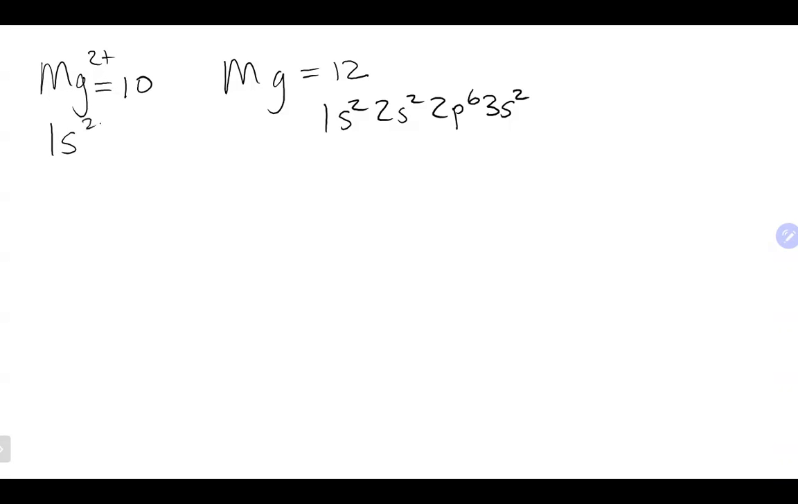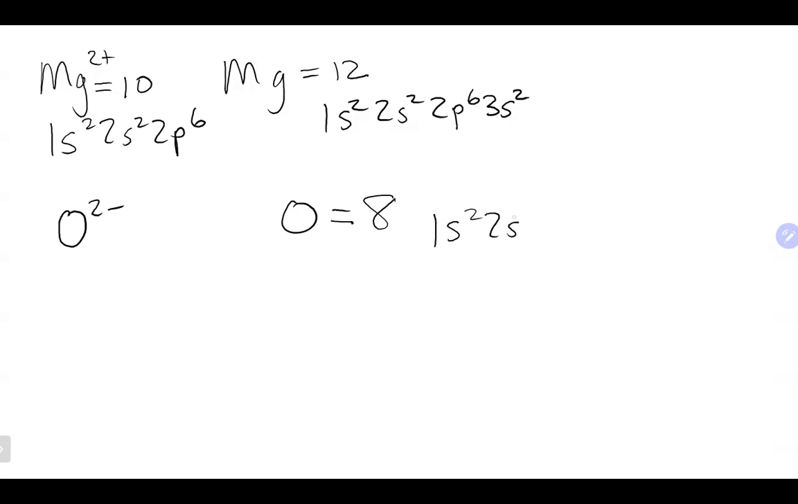which means the electron configuration for magnesium with a +2 charge would be 1s2, 2s2, 2p6 in this case, right? Works the same way if you have something that is negatively charged, oxygen with a -2 charge versus oxygen with no charge. Oxygen with no charge has 8 electrons, which would be 1s2, 2s2, 2p4. Oxygen with a -2 charge has how many electrons? Does have 10 electrons, which means its electron configuration would be 1s2, 2s2, 2p6.